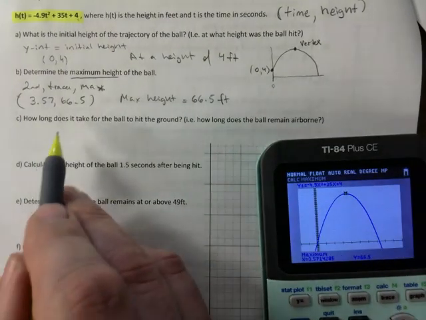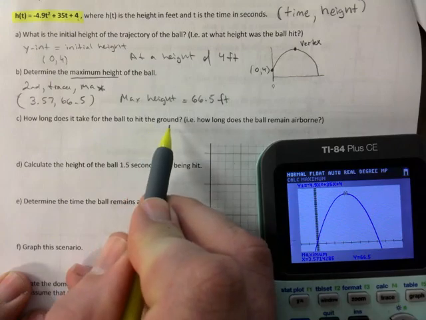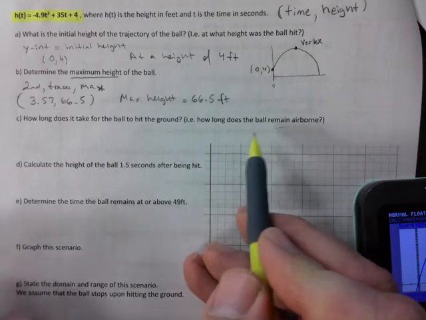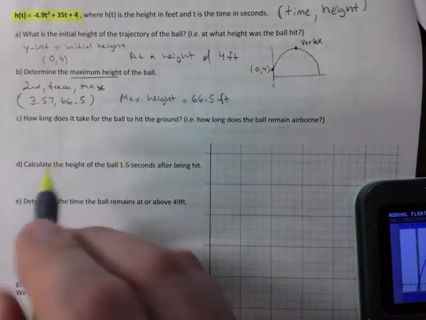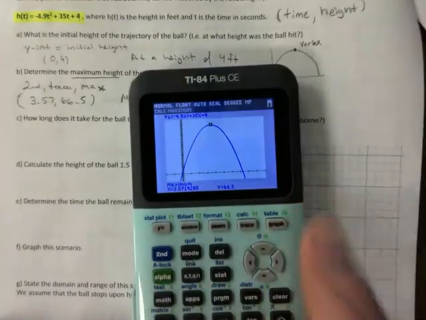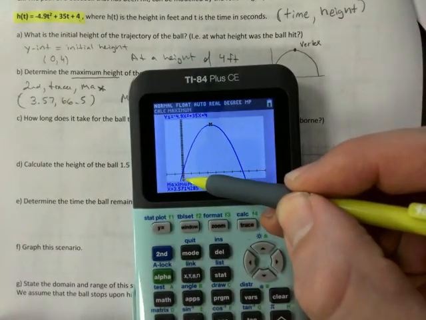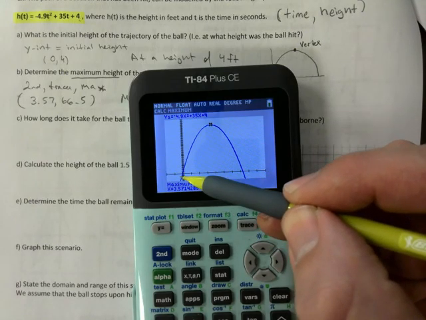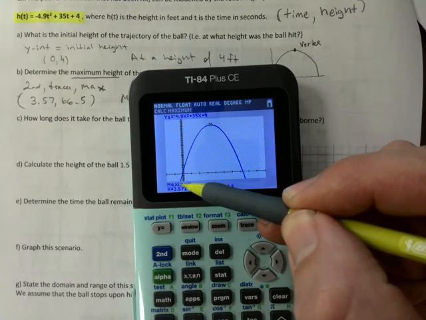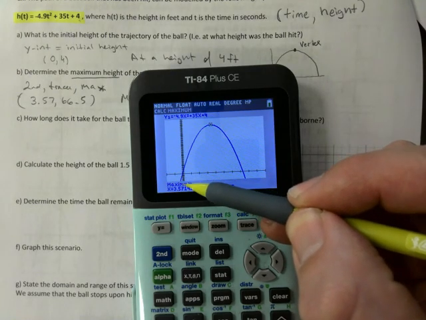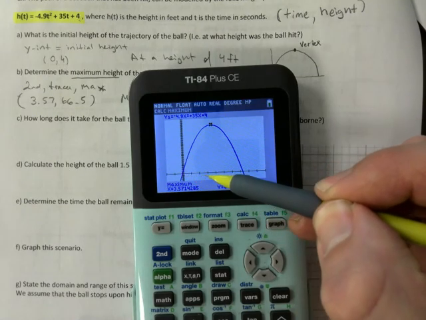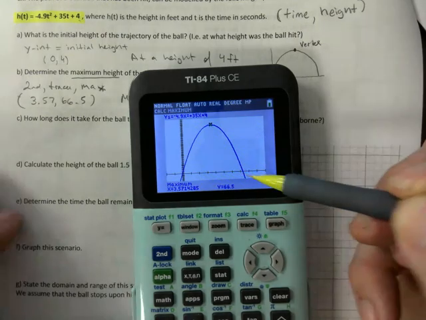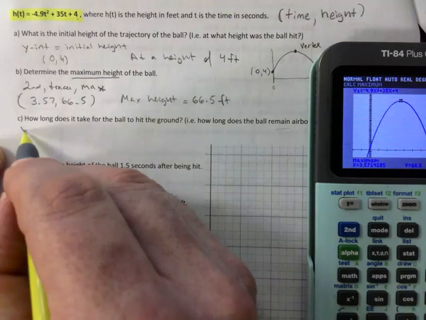Next, how long does it take for the ball to hit the ground? It could also be said, how long is it airborne, right? How long does it stay in the air? So what we do here is, it starts at time 0, and pay attention to this. I know it keeps going here. The calculator doesn't know we're doing a word problem. We know time starts at 0, and the ball stays in the air until we get to the x-intercept here. So that's what we're going to do. We're going to find the x-intercept.